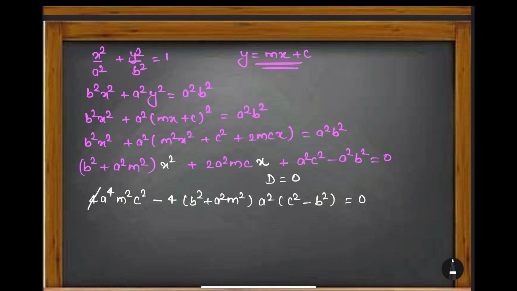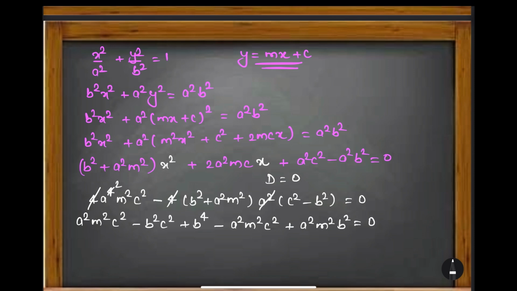Okay. So can I divide both sides by 4? Can I divide both sides by a squared? So we will be having a squared m squared c squared. Now let's open this bracket: minus b squared c squared. This thing is minus, so it will become plus b to the power 4 minus a squared m squared c squared plus a squared m squared b squared. Okay, let's simplify this thing. Can I divide both sides by b squared, and let's send c squared to that side. So c squared will be equal to b squared plus a squared m squared.